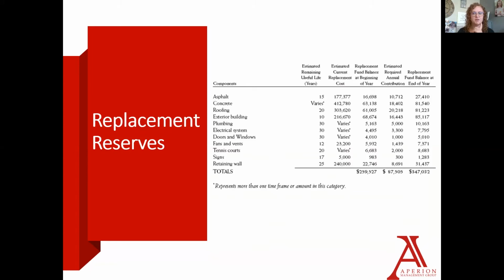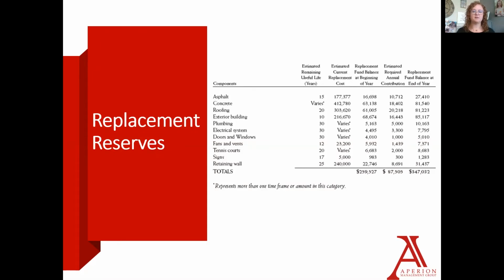So what I have up here on the screen is a really simplistic example of what a replacement reserve looks like. When we look at replacement reserves, we again start with the foundation of your governing documents. What are you responsible for? Then we go into quantifying those common areas. So if you own your own roads, we are going to determine the total quantity of those roads, when they were installed, what the useful life of those roads is, and then what the replacement value is.